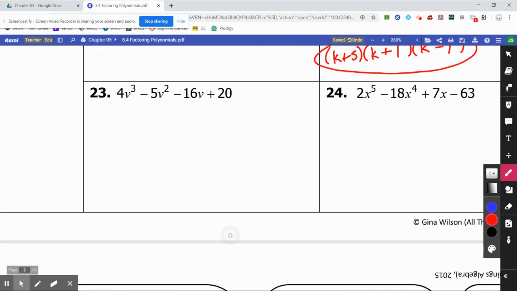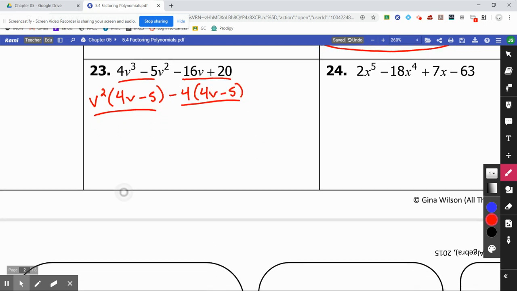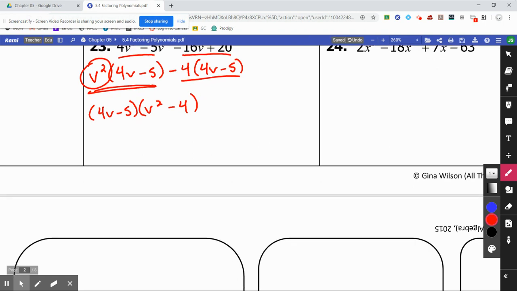23, group. First group, the least power of v is v squared, that's in common. You're left with a 4v and a -5. The second set of parentheses has a -4 in common. You're left with a 4v and a -5. Both groups have the same thing in parentheses. Let's factor out that 4v minus 5 out of both. Here, 4v minus 5 times what gives you this term? It'd be a v squared, and the second one will be a negative 4. You're done with the factoring by grouping.